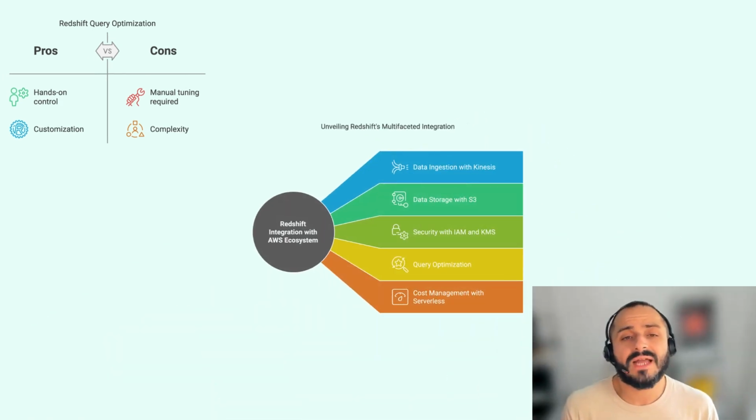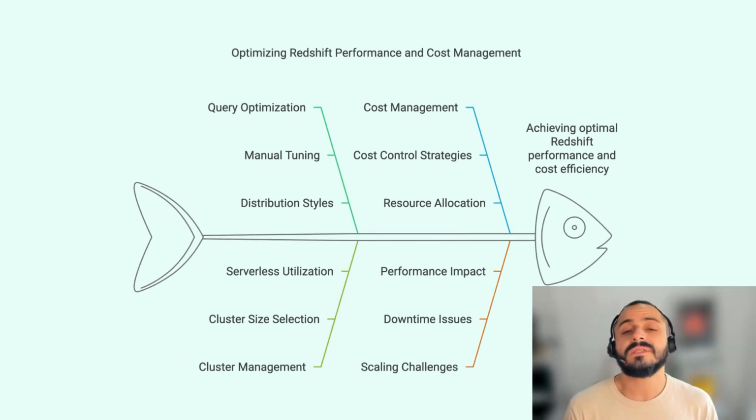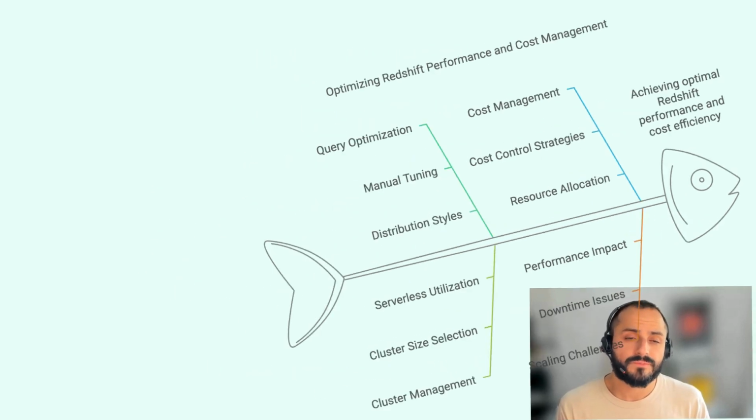Some might argue that Redshift's query optimization strategies can require manual tuning, such as choosing the right distribution styles for your tables or deciding on the correct sort key. But this can also be a boon if you relish hands-on control. Performance can be impressive if these optimizations are done correctly, and you can manage costs by picking the right cluster size or even leveraging Redshift serverless, which introduces a pay-per-query model.